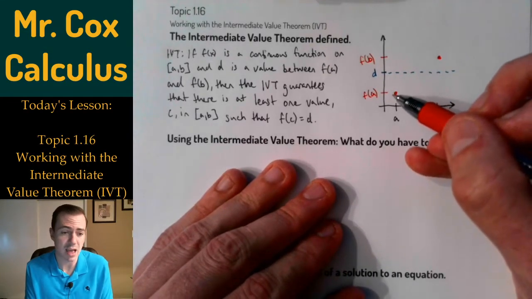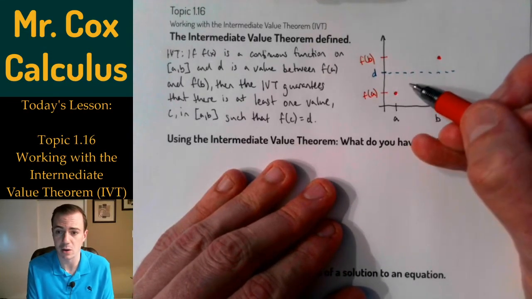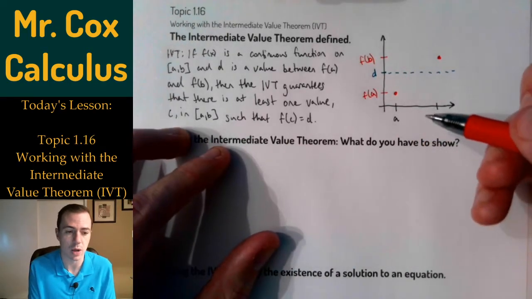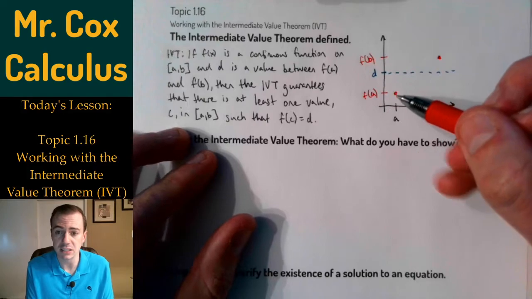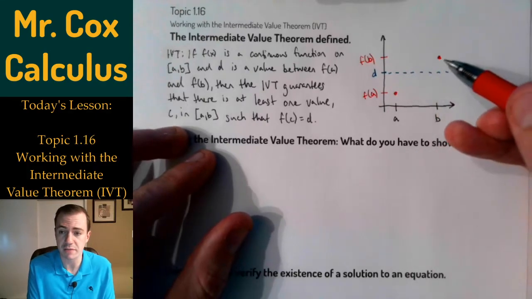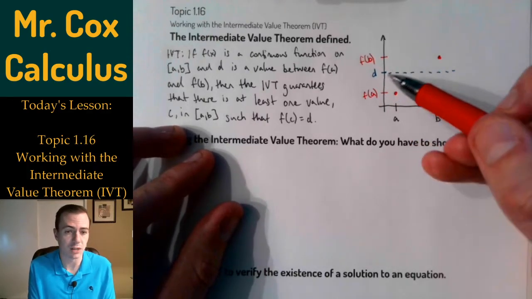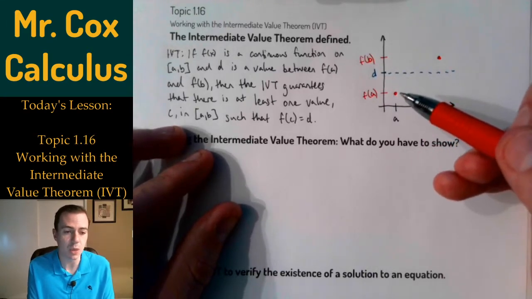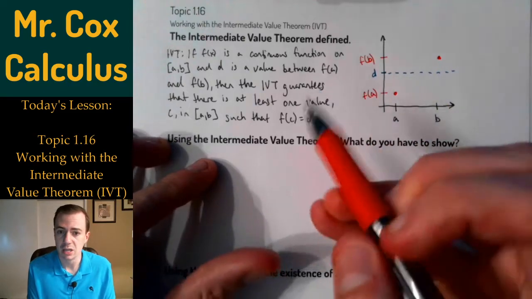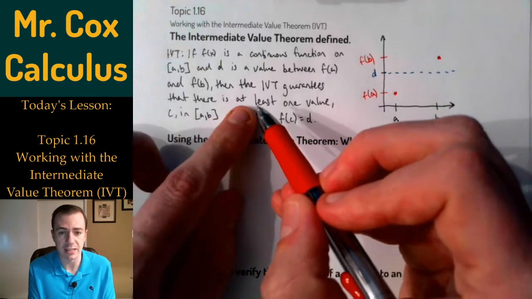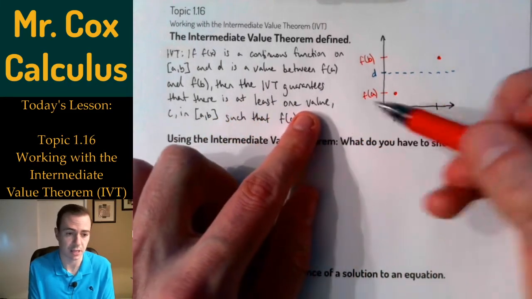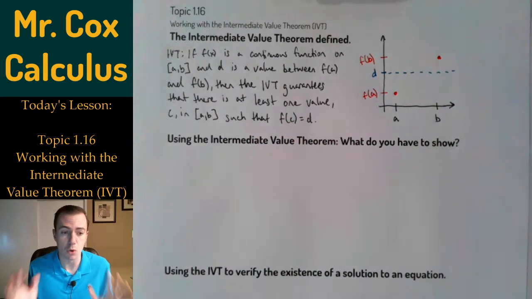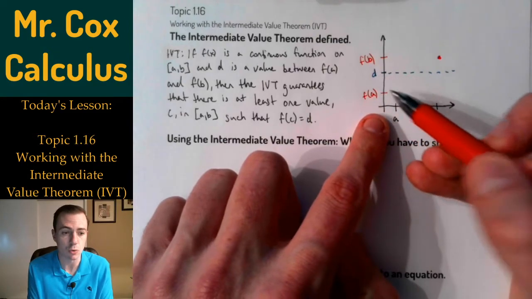If it didn't have to be continuous, I could say, well, I could go here, and then I could jump up here. I could jump over that line, if you will. But because it's continuous, I can't go from f of a to f of b without crossing this value d. In fact, I would cross every single value in between f of a and f of b. Another thing that's worth noting here is that it says there's at least one value c, meaning I could cross this line multiple times. There could be multiple times where I equal this value d.